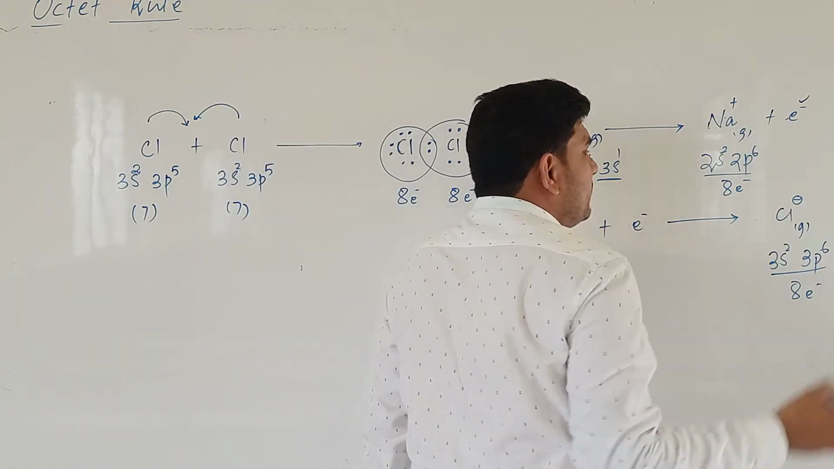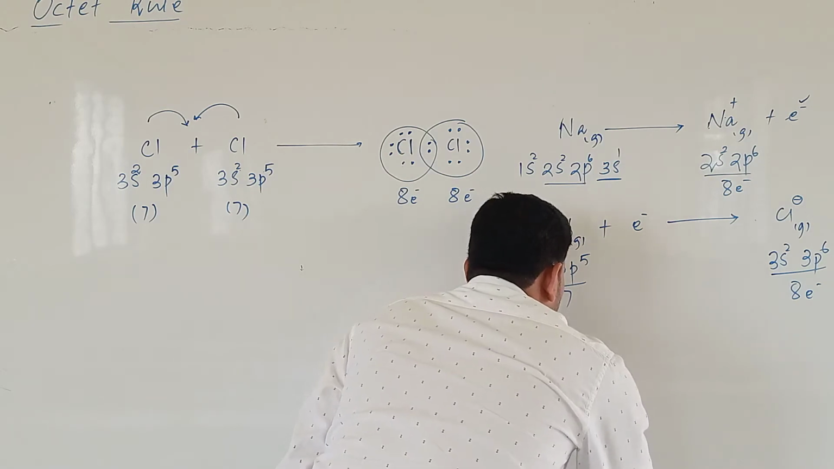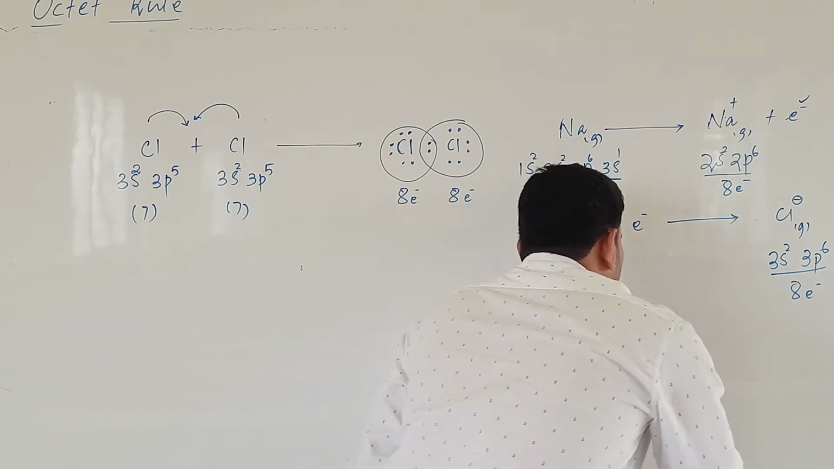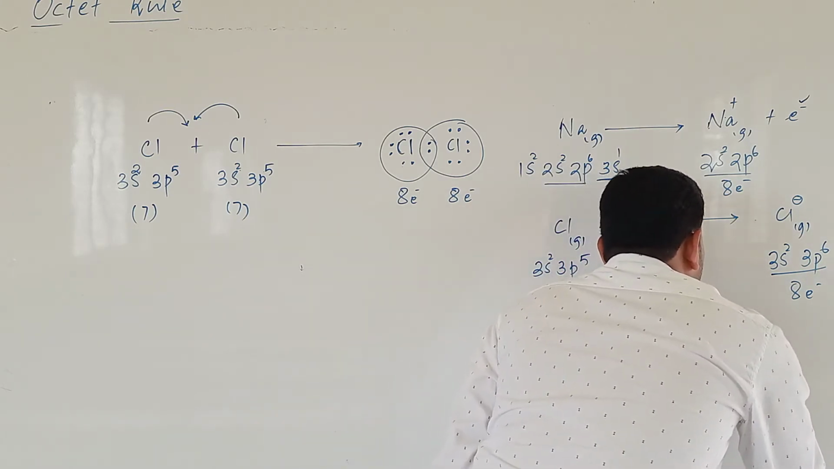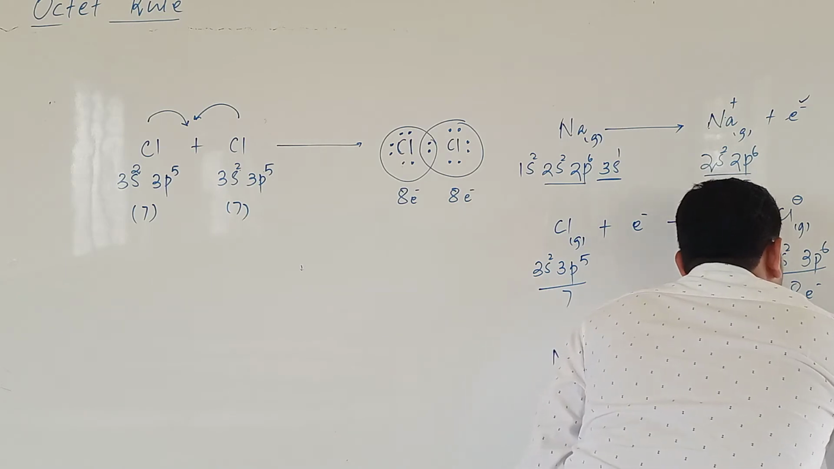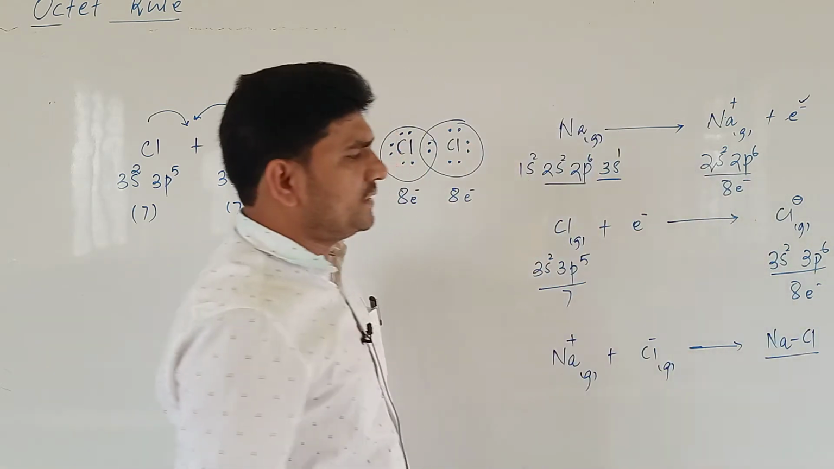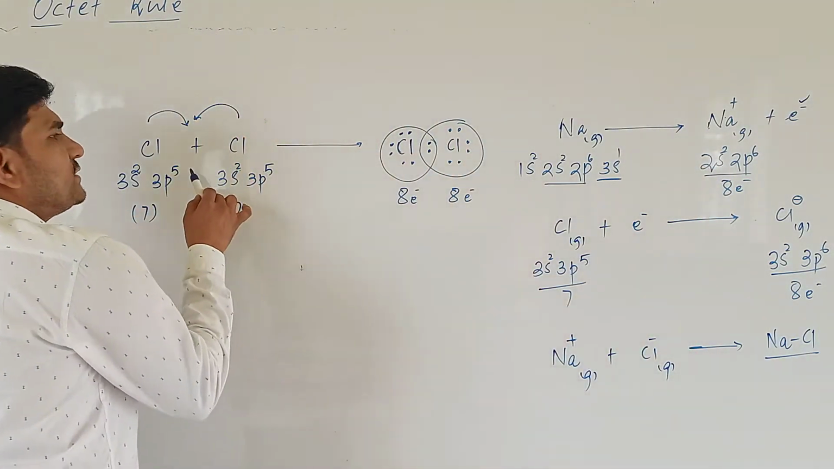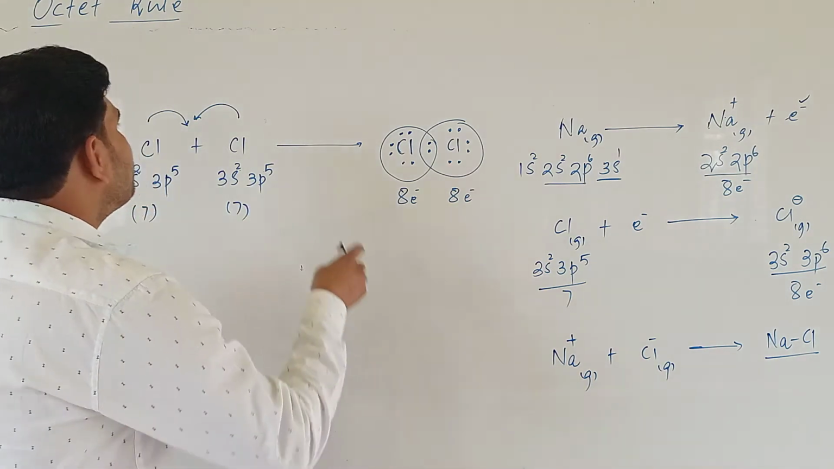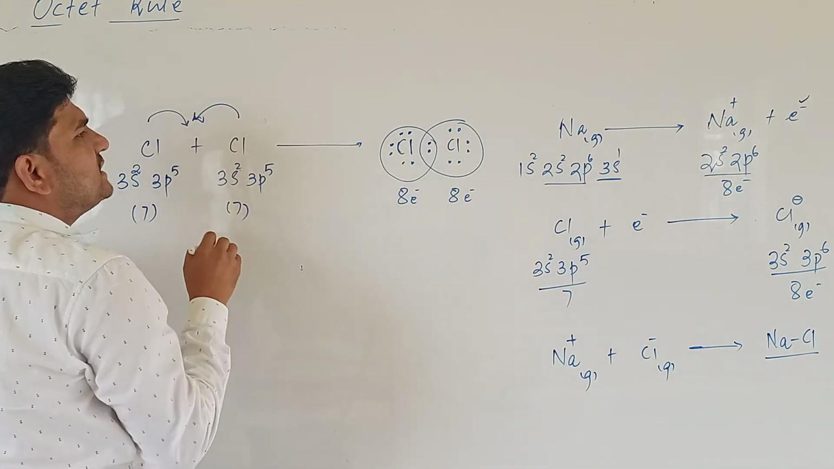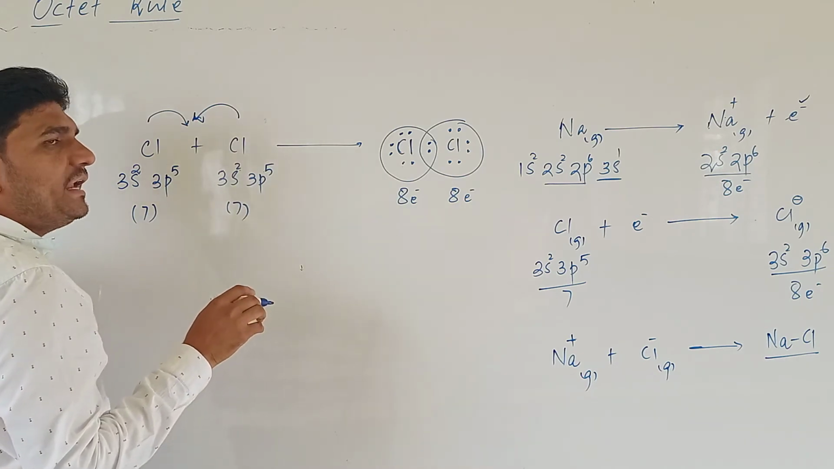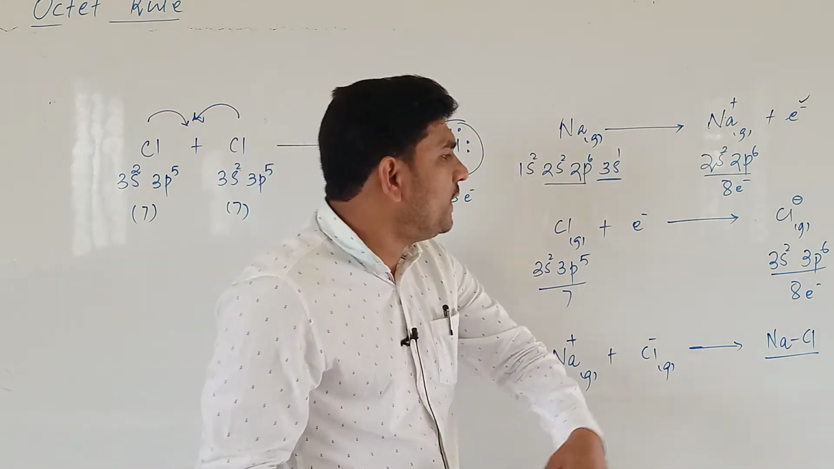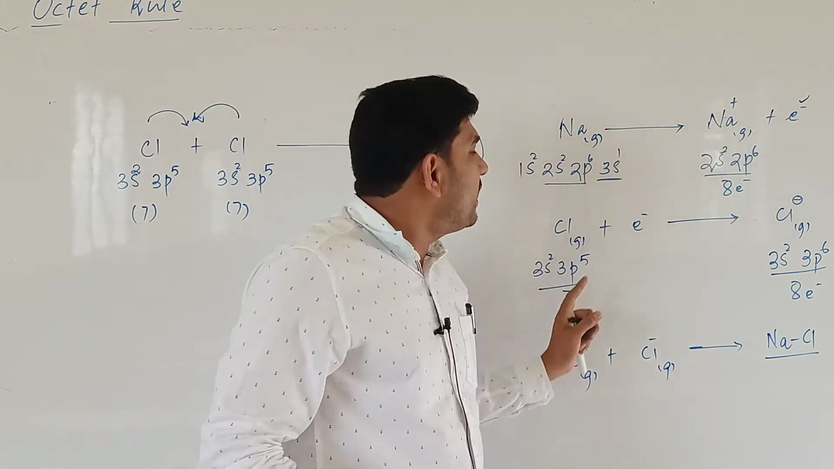Now this sodium cation combines with Cl minus anion. This gaseous sodium cation combines with gaseous chloride anion to become sodium chloride molecule. This is ionic compound. But here also there is an attainment of octet configuration, and here also there is an attainment of octet configuration. But the difference is, over here octet configuration is attained by the sharing of electrons. But over here the octet configuration is attained by the transfer of electron from one atom to another atom.